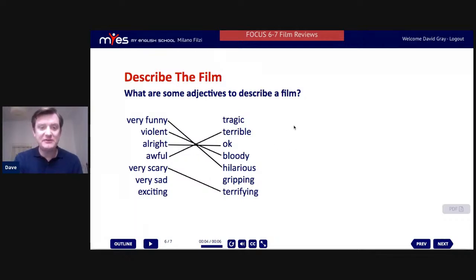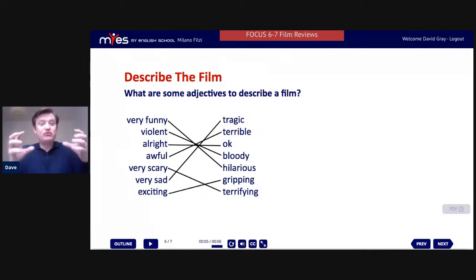Lovely. And then very sad. Tragic. Yeah. Think of Romeo and Juliet. That's a good example. And then the last one, exciting and gripping. The film is gripping. It grips your interest. It has captured you. Yeah, it's exciting. You want to watch and see what happens at the end. Okay, a gripping film, an exciting film.